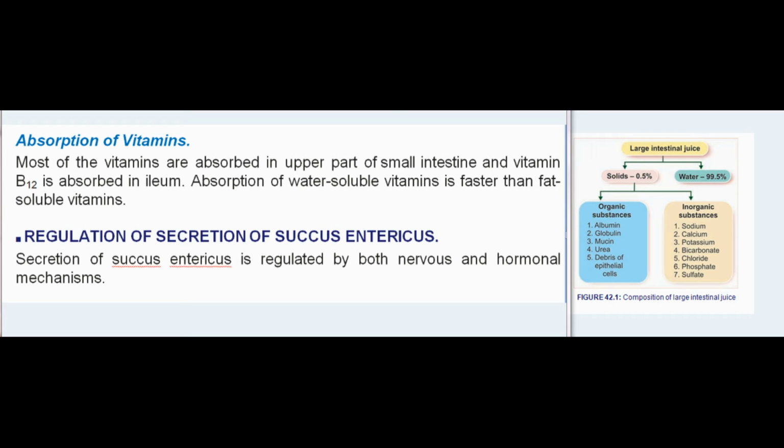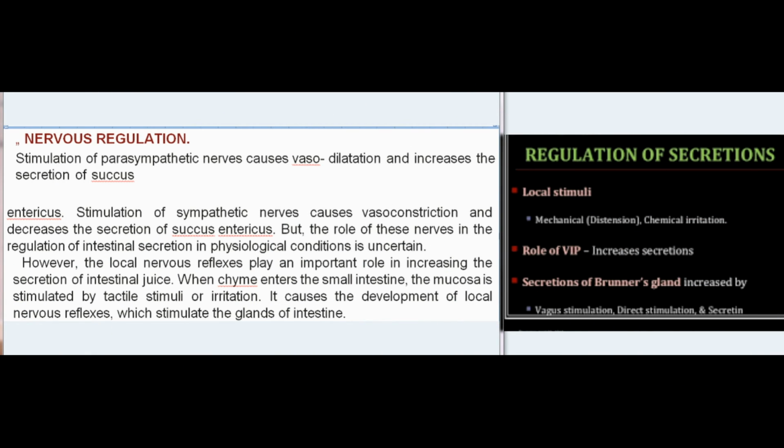Regulation of secretion of Succus entericus. Secretion of Succus entericus is regulated by both nervous and hormonal mechanisms. Nervous regulation. Stimulation of parasympathetic nerves causes vasodilatation and increases the secretion of Succus entericus. Stimulation of sympathetic nerves causes vasoconstriction and decreases the secretion of Succus entericus. But, the role of these nerves in the regulation of intestinal secretion in physiological conditions is uncertain. However, the local nervous reflexes play an important role in increasing the secretion of intestinal juice.